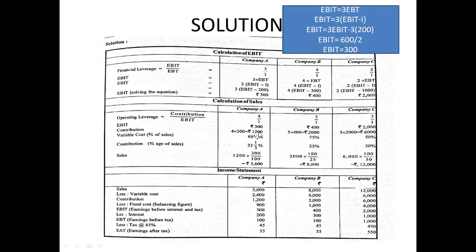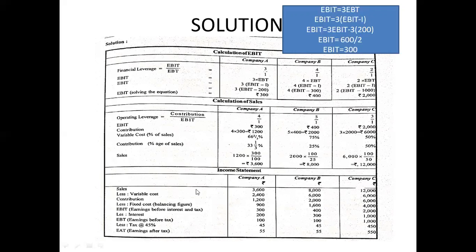And what is the formula for contribution? That is sales minus variable cost. So if sales are 100, variable cost is 66.67. What will be the contribution? 33.3%. So for the easiness of calculation, to make the calculation simplified, what we have taken it as 30%. So 1200, 30% divided by 30%, we have 3600 as our sales. Similarly, we can calculate for company B and for company C as well.